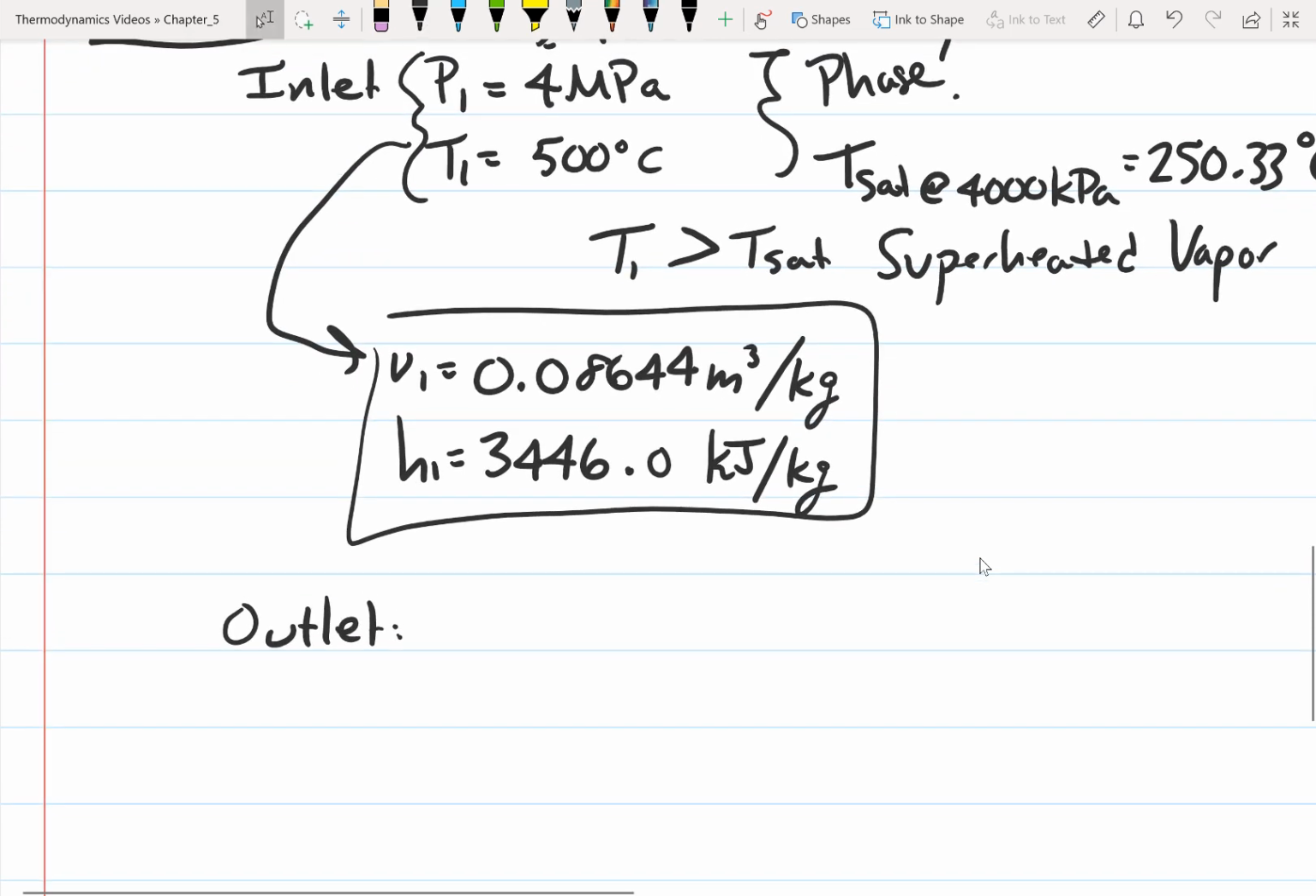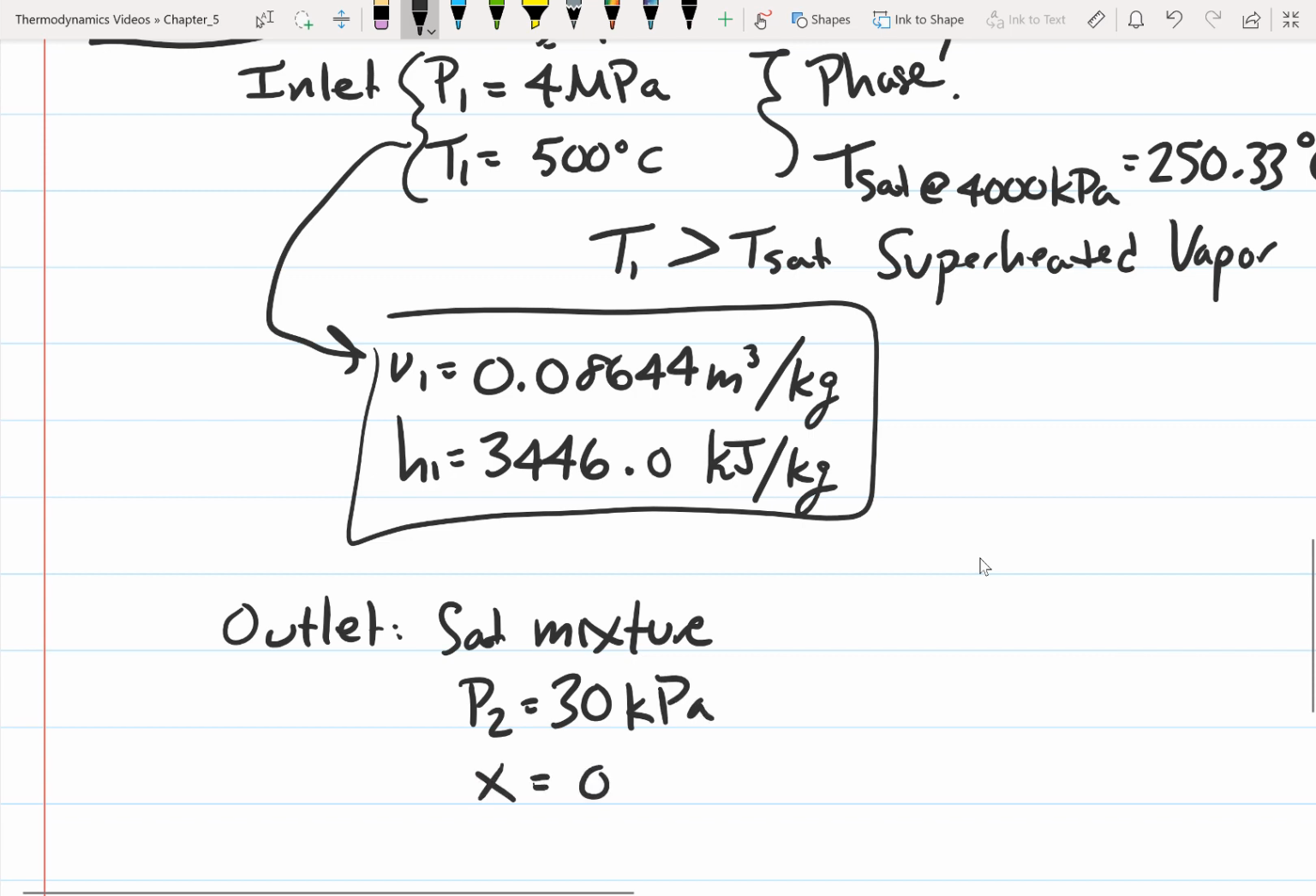So we already know that this is a saturated mixture because it gave us a quality. If you have a quality, that means that you have a saturated mixture, because a quality doesn't make sense for, say, a compressed liquid or superheated vapor, because your quality is just telling you what percentage of vapor you have. So P2 is equal to 30 kilopascals, and the quality is equal to 0.92.